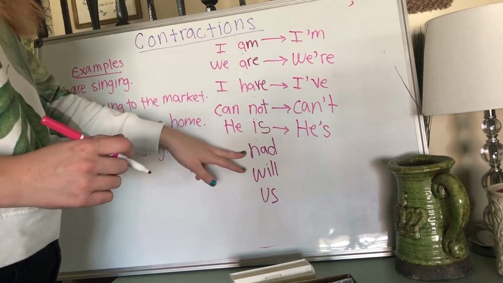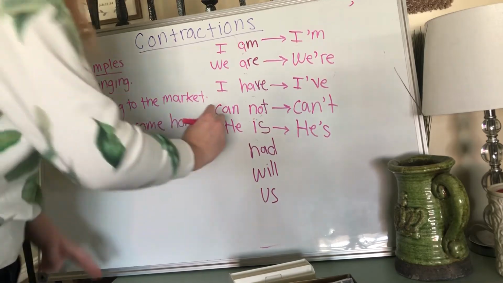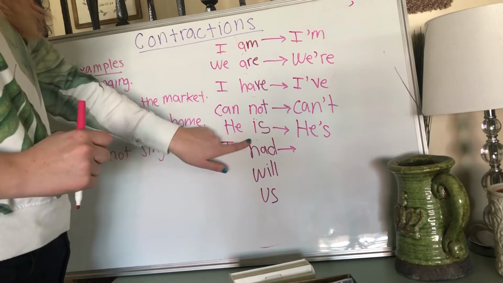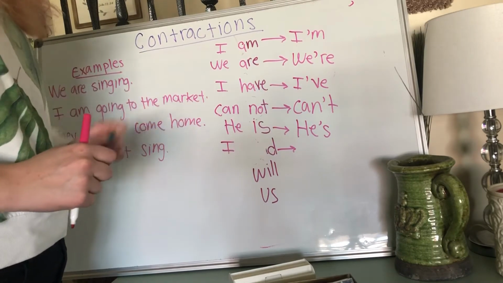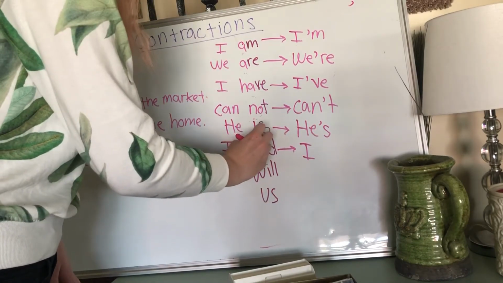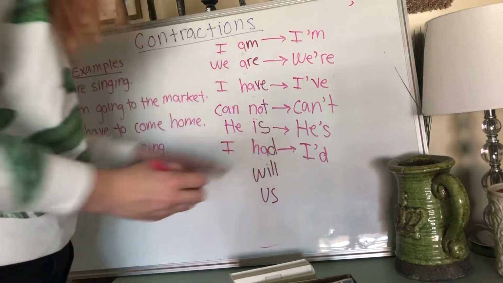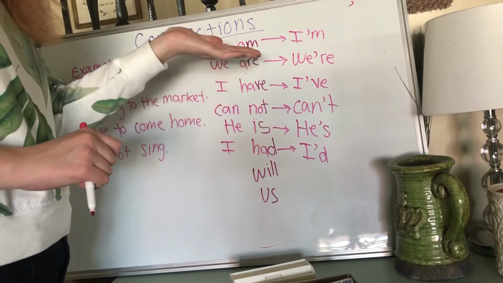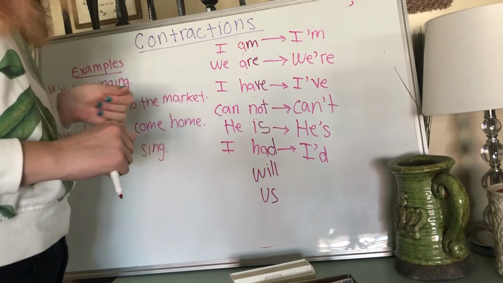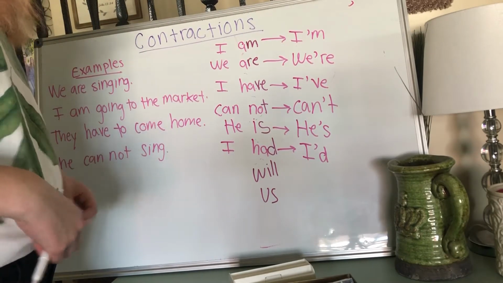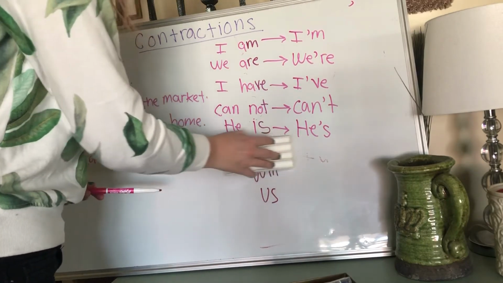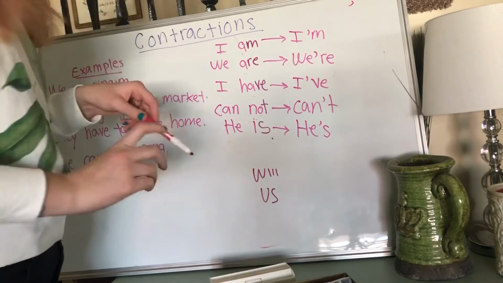Okay? Second example here is had. I had. In this case, we're going to get rid of two letters again, H and A, and we can put I, apostrophe for the H and the A, and then our D. I'd. I had to go to school. I'd have to go to school would be the replacement of this one. Okay, no, that's wrong. I apologize. We'll go over that one in the next lesson, but for now we're just doing the basics.